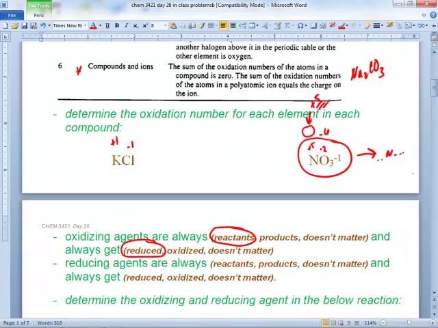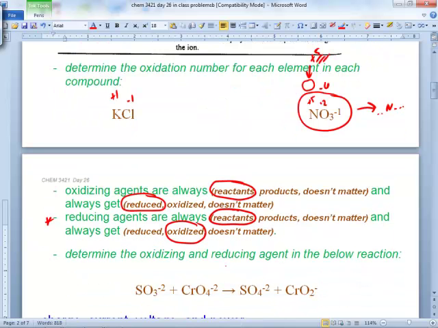Let's answer the rest of this. This is probably, Jamesa, what you were thinking about. But let's ask Miranda. Miranda, reducing agents are always reactants and always get, keep going, always get oxidized. Yeah.